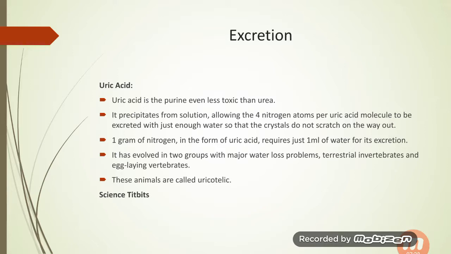Now 1 gram of nitrogen requires only 1 ml of water to be excreted out. And the organisms which excrete uric acid are called uricotelic. Usually birds are uricotelic, which excrete uric acid in the form of small crystals, and it has evolved in two groups with major water loss problems, especially the terrestrial invertebrates and egg-laying vertebrates.